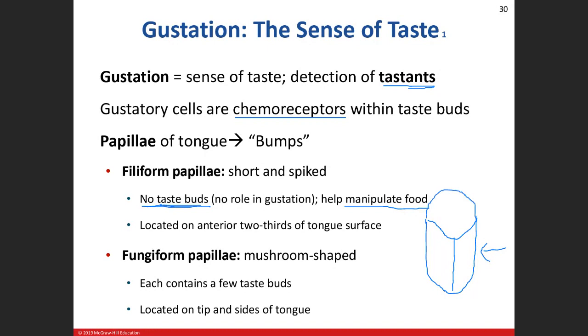The next, and they're aptly named, are the fungiform, because they look like a mushroom. So they don't have a lot of taste buds, but they do have a few. And so we're going to see them here on the tip, and we're going to see them on the sides here. Tip and the sides are the fungiform.